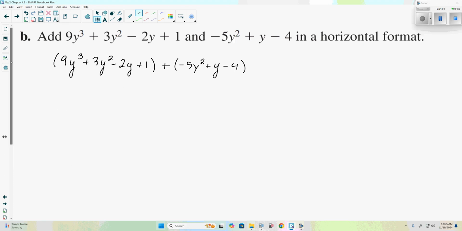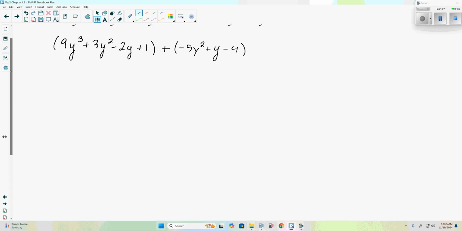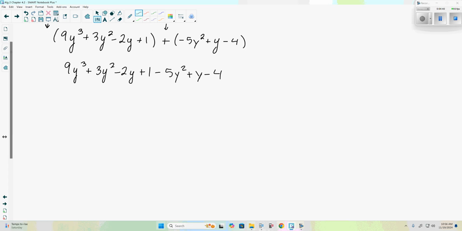Now, the first thing we can do is deal with our parentheses. Since there's nothing in front of the first set and we're adding, we can really drop the parentheses. 9y cubed plus 3y squared minus 2y plus 1 minus 5y squared plus y minus 4. Because we're technically distributing positive 1 through the second set of parentheses, but multiplying by 1 does not change the number, and the fact that it's positive doesn't change the sign. So we still have negative 5y squared, positive y, and negative 4.